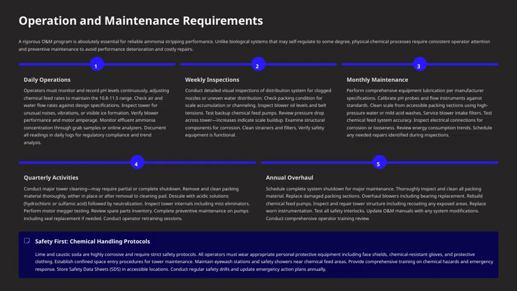Regular training on chemical hazards and emergency responses is essential. Store safety data sheets where everyone can access them easily, and conduct safety drills regularly. Keeping safety at the forefront helps prevent accidents and ensures a safe working environment for everyone involved.